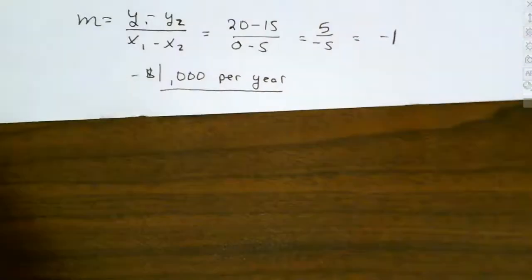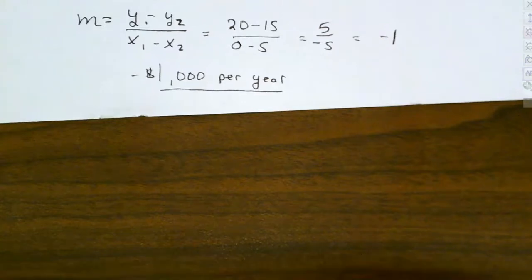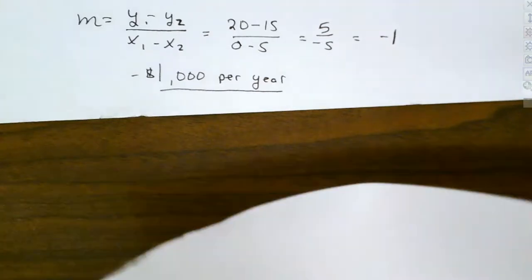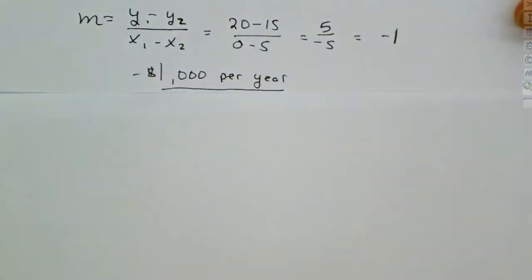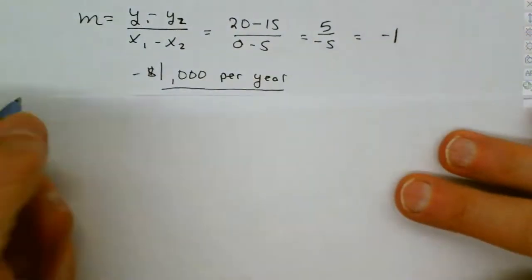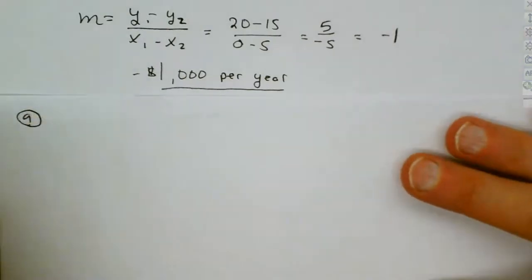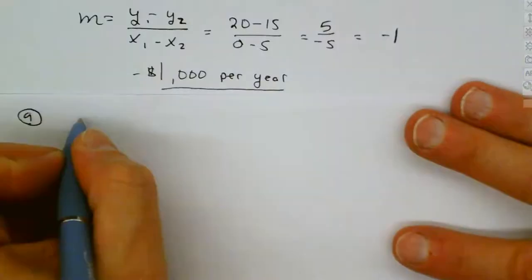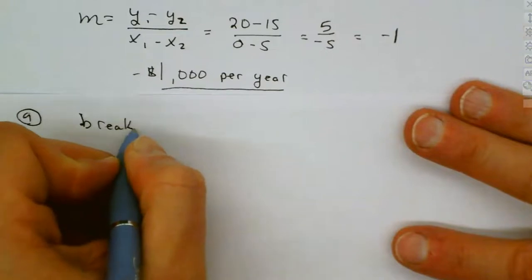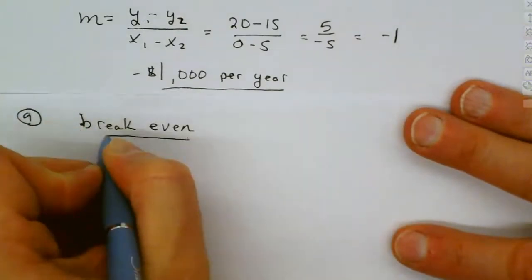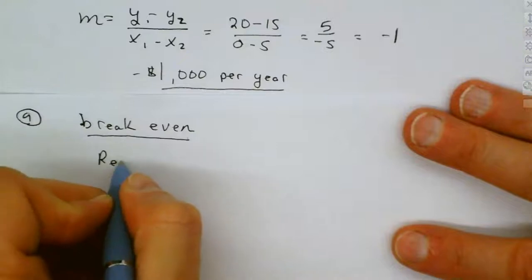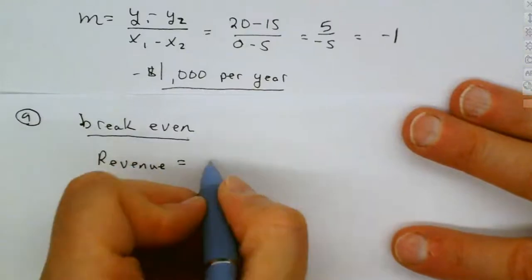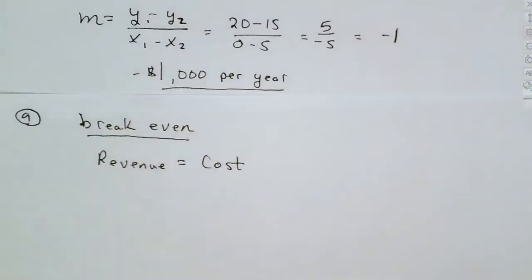Okay. Question number 9. Question number 9, we're going to be looking at break even. And what does it mean if I say break even? Okay, if I say break even, that means the revenue equals the cost. Okay, that's what it means. When I say break even, that means the revenue equals the cost.